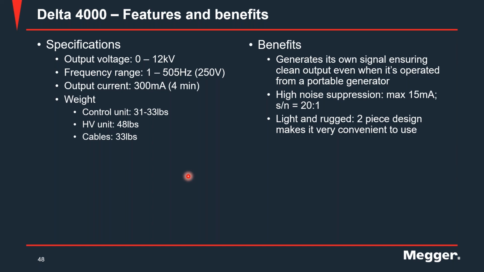Specifications: it's capable of putting out up to 12 kV, and the frequency range we provide is 1 Hertz to 505 Hertz. And I've already stressed to you the importance of going down all the way to 1 Hertz, even while doing narrowband DFR testing. As far as the output current goes, it's capable of handling 300 milliamps. The current that the instrument measures depends, of course, on the capacitance of the insulation that's being tested.